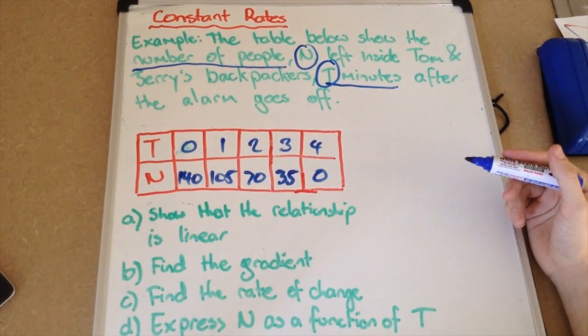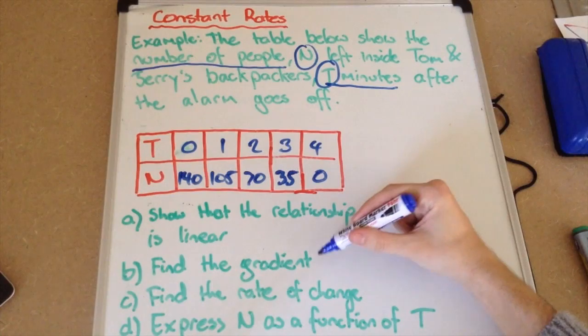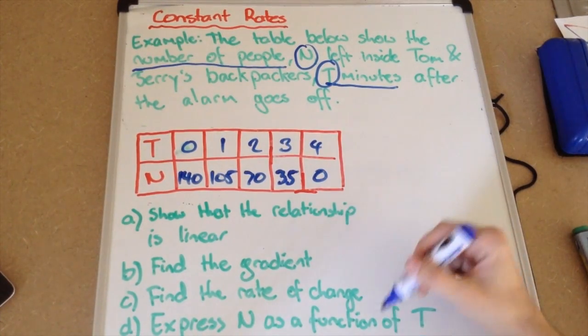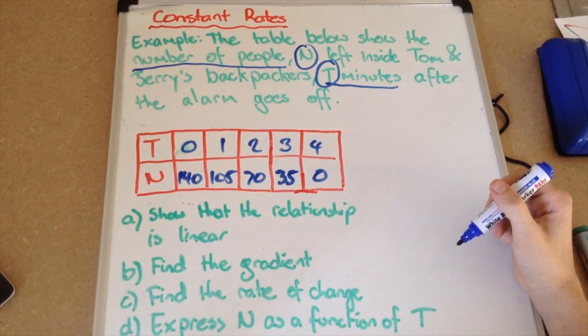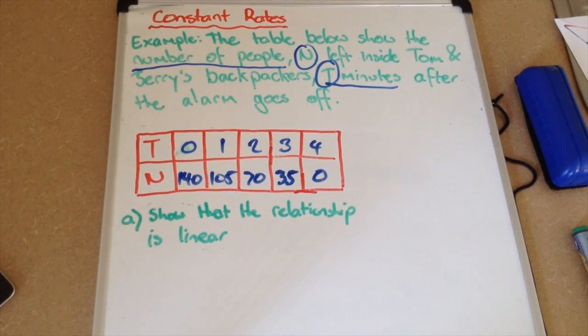Now here are the questions that it wants to ask. Show that the relationship is linear, find the gradient, find the rate of change, and express n as a function of t. Okay, so first of all, let's show that the relationship is linear. To show that the relationship is linear, we need to basically just sketch a graph.